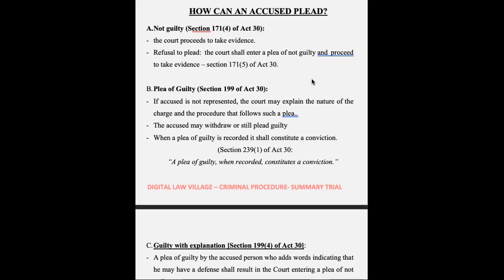And when a plea of guilty is recorded, what is the implication? Section 239 of Act 30 says, a plea of guilty when recorded shall constitute a conviction. But there are times when the accused person comes to court and pleads guilty, but adds some explanation. This is very common. Sometimes the accused person thinks that he's guilty, so he says, I'm guilty, but I have an explanation.